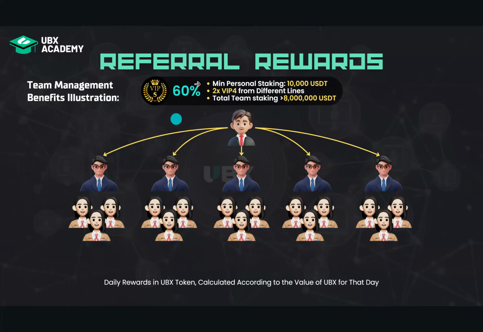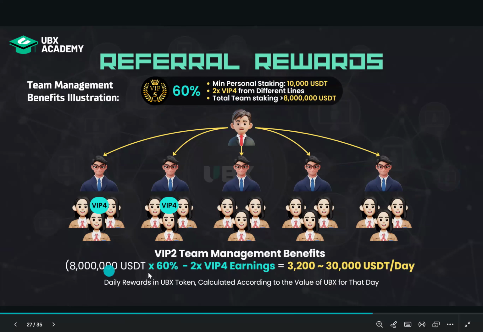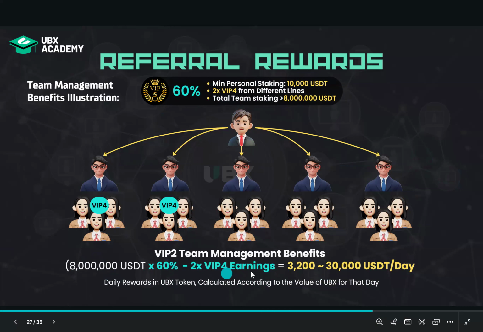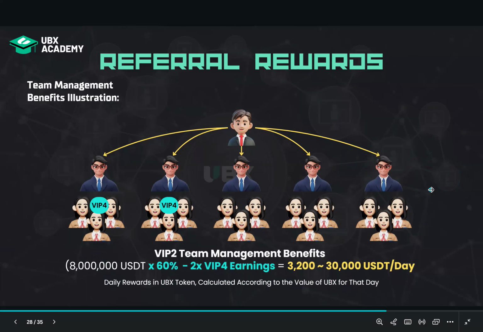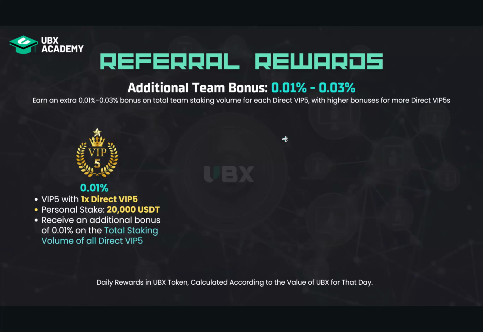For VIP 5, 60%, minimum personal staking is 10,000 USDT, 2 times VIP 4 from different lines. So total team staking is 8 million. Using 8 million multiplied by 60% minus 2 times VIP 4 earning, it gives you a range from 3,002 USDT to 30,000 USDT per day. So these are additional team bonuses for V5.